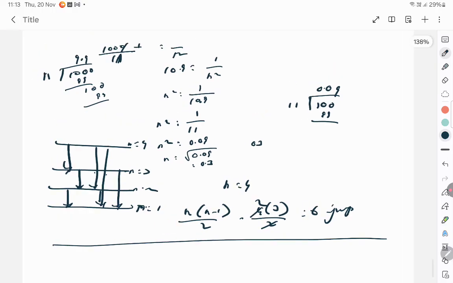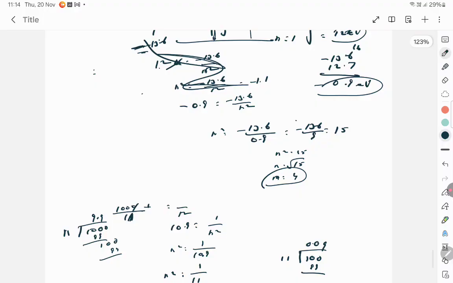Are you clear? Very, very important sum. I messed up in the beginning. Whenever they give you incident wavelength, calculate the incident energy, add it to minus 13.6. It will basically be subtraction. Then you substitute in total energy is equal to minus 13.6 by n square. You substitute the total energy and find n. That's the best way. Okay, let's go to the next question.